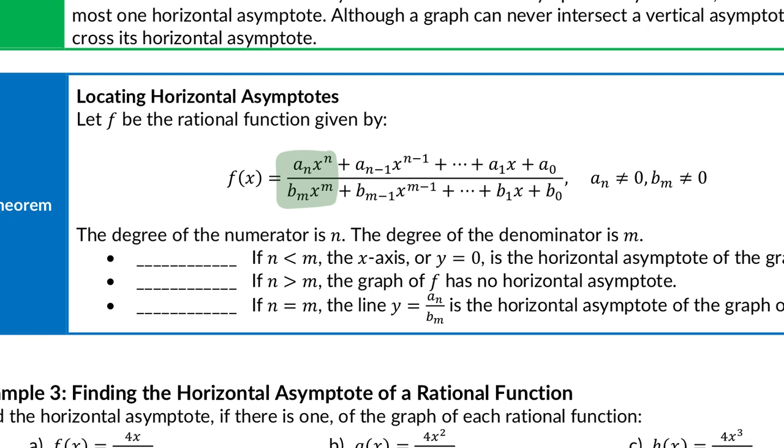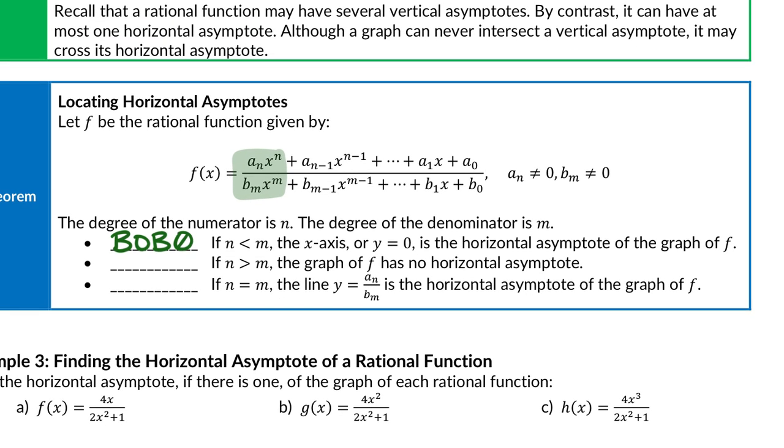The three acronyms I need you to know to make this very, very simple for you. The first one is called BOBO. Bobo, Bot, and Betsy. Bobo stands for bigger on bottom, 0. If your rational function has a bigger degree on bottom than it does on top, meaning this number is bigger than this number, your horizontal asymptote is 0. Period, the end. Bobo tells us that. Bigger on bottom, 0.